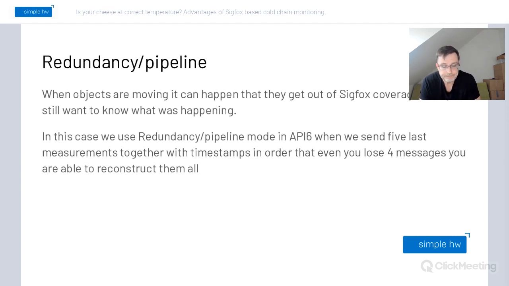Therefore, we have introduced in the API 6 the redundancy pipeline. So we are sending 5 last measurements together with timestamps. So even if you lose 4 last messages, you will still get the full information about what was happening with the temperature, what was happening with the devices, and you are able to reconstruct the whole redundancy pipeline.